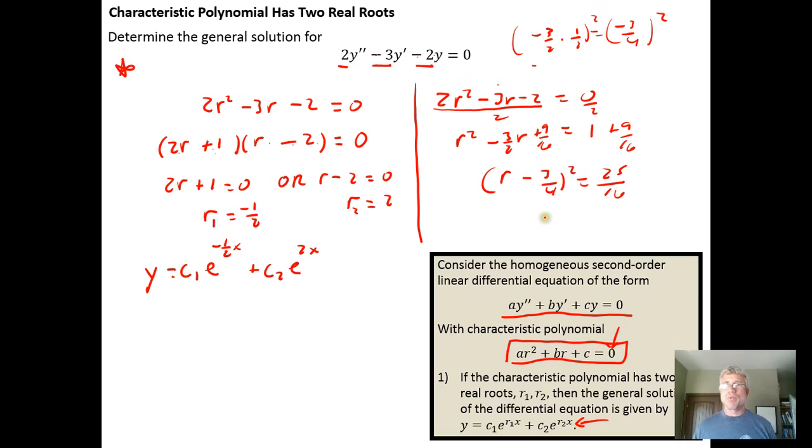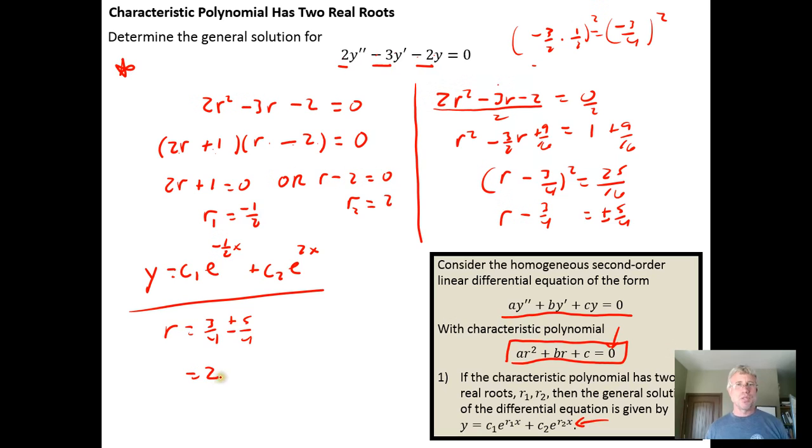And then we could have taken the square root of both sides and gotten our r minus 3/4 equals plus or minus 5/4. And so adding 3/4 to both sides, r equals 3/4 plus or minus 5/4. 5 plus 3 is 8, divided by 4 is 2. And 3 minus 5 is negative 2 over 4 is negative 1/2. So we could have gotten the roots by completing the square. We could have plugged our pieces into the quadratic formula.